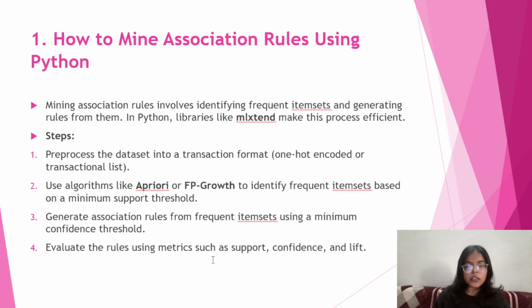Now, how to mine association rules using Python? Mining association rules involves identifying frequent item sets and generating rules from them. In Python, libraries like Mlxtend make this process efficient. Steps: we first pre-process the dataset into a transaction format. Then we use algorithms like Apriori or FP-growth to identify frequent item sets. Third, generate association rules from frequent item sets using a minimum confidence threshold. Fourth, evaluate the rules using metrics: support, confidence, and lift.